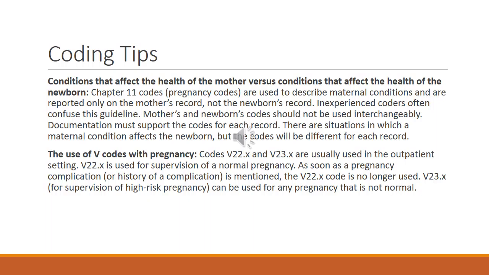And the use of V codes with pregnancy. Codes V22.X and V23.X are usually used in the outpatient setting. V22.X is used for supervision of normal pregnancy. As soon as a pregnancy complication or history of a complication is mentioned, the V22.X code is no longer used. V23.X, which is for supervision of a high-risk pregnancy, can be used for a pregnancy that is not normal.